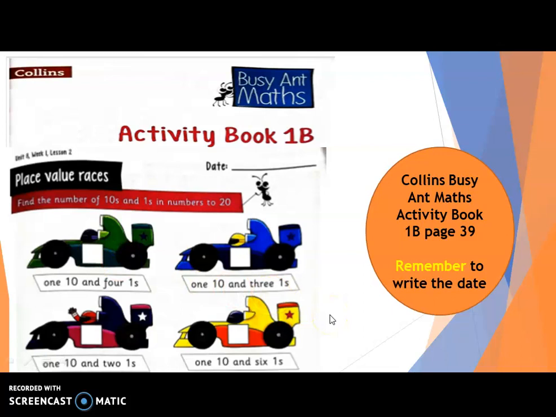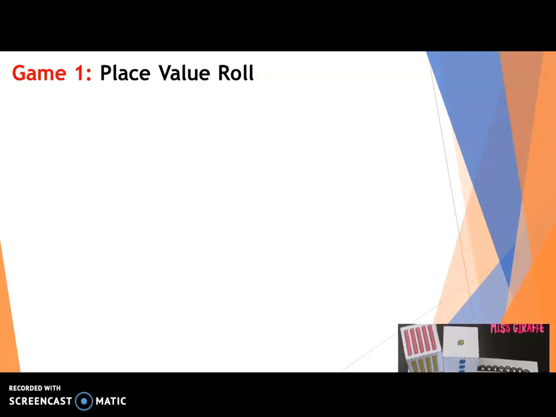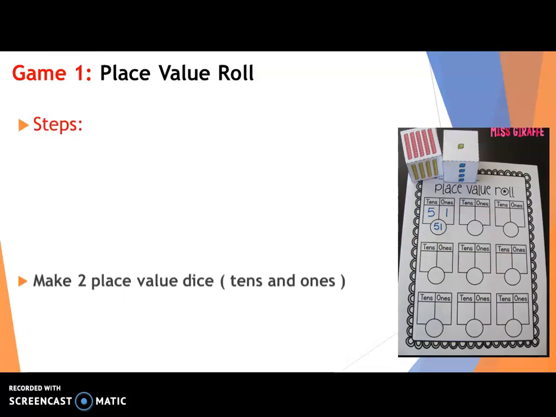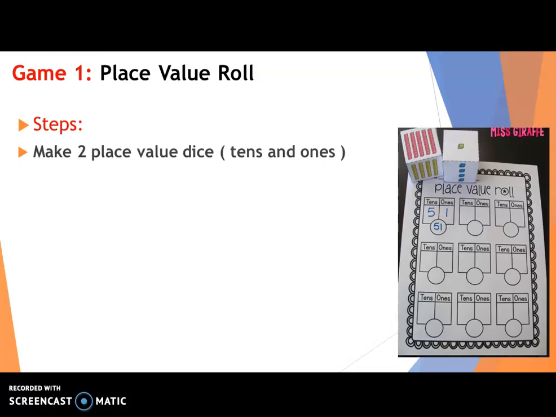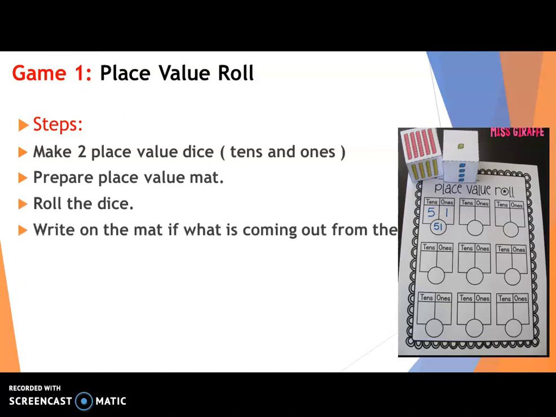Now, are you ready for games? Okay, I have games. I prepared games for you. The first game is place value roll. So you have there now a dice and the mat. Here are the steps. Make 2 place value dice. You have the tens and the ones. Prepare place value mat. Roll the dice. Write on the mat what is coming out from the dice. Then put together to get the total value.